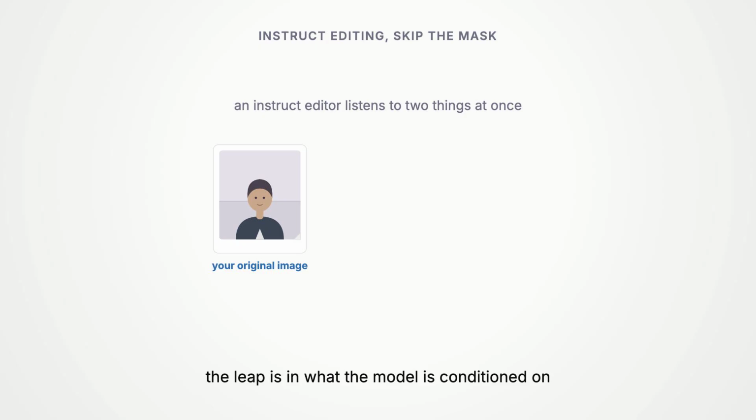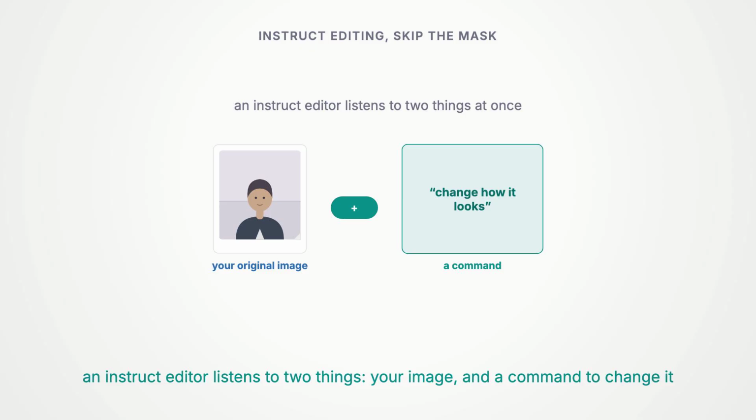A plain image generator listens to one thing, your description of a scene. An instruct editor listens to two things at once, your original image and a command about how to change it, and it learns the difference between those, what to alter and what to leave alone.